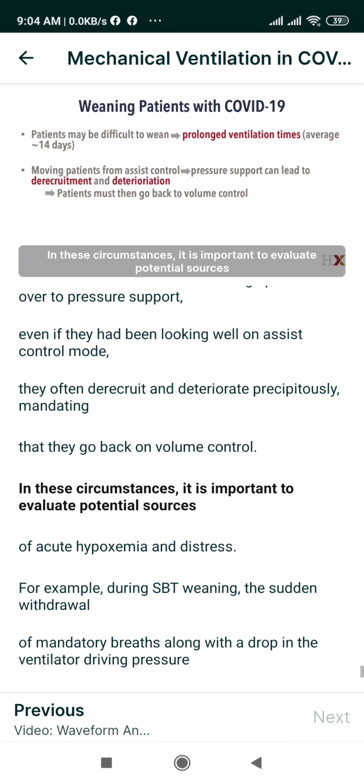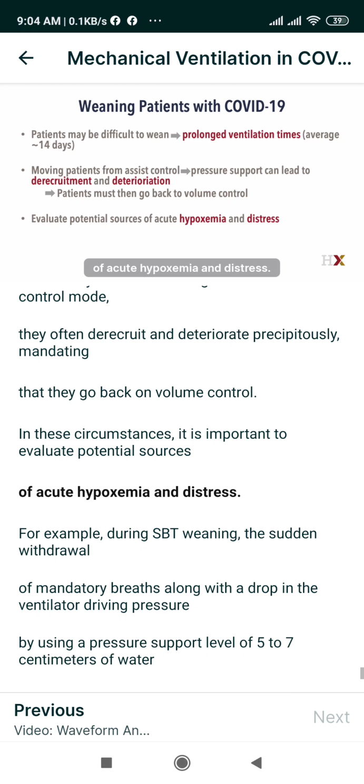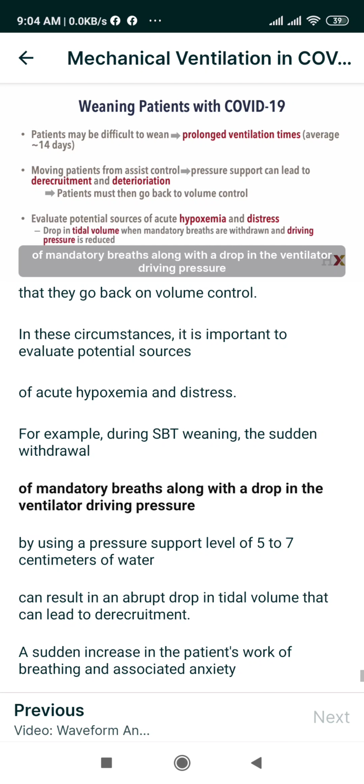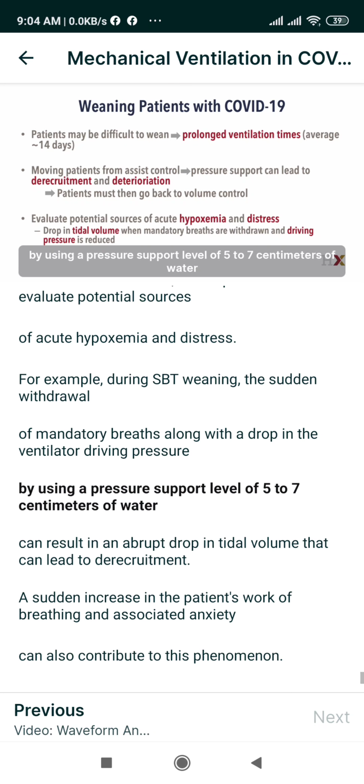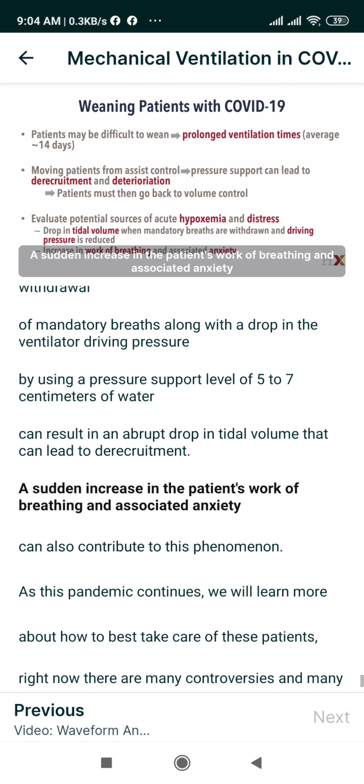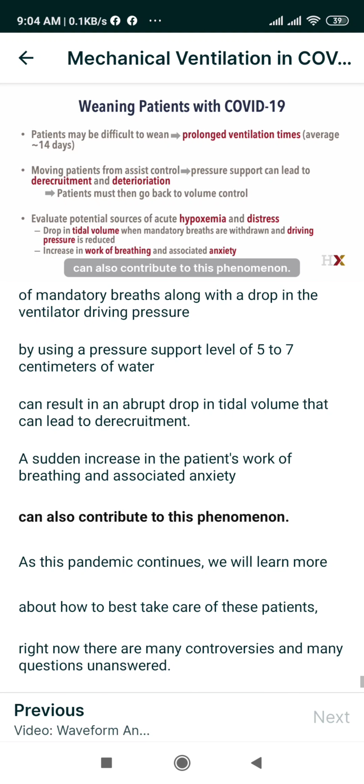In these circumstances, it is important to evaluate potential sources of acute hypoxemia and distress. For example, during SBT weaning, the sudden withdrawal of mandatory breaths, along with the drop in the ventilator driving pressure by using a pressure support level of 5 to 7 centimeters of water, can result in an abrupt drop in tidal volume that can lead to de-recruitment. A sudden increase in the patient's work of breathing and associated anxiety can also contribute to this phenomenon.